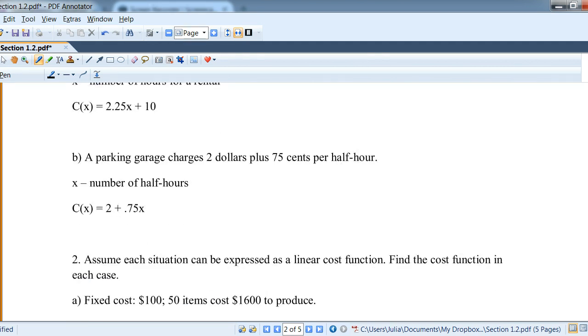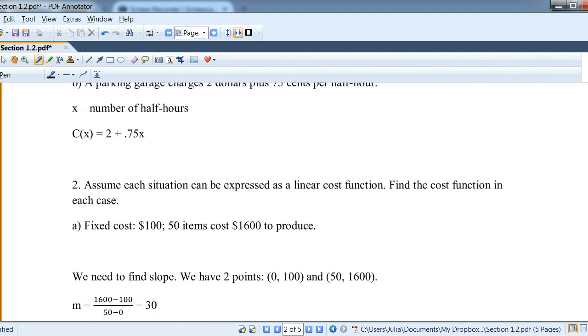Now, we're going to learn how to find a cost function using the equation of the line learned in the last section. Say we know that we have a linear cost function. And what if we're given that the fixed cost is $100, but 50 items cost $1,600 to produce? Then we can write it as points.